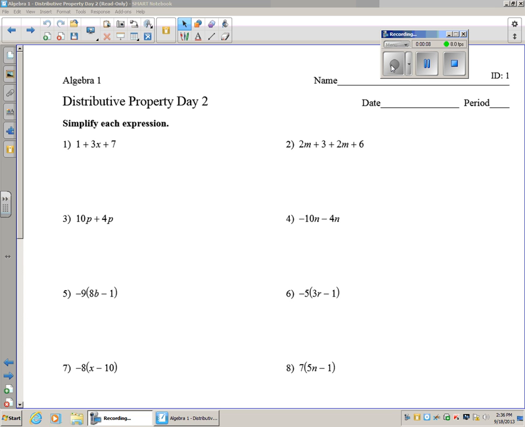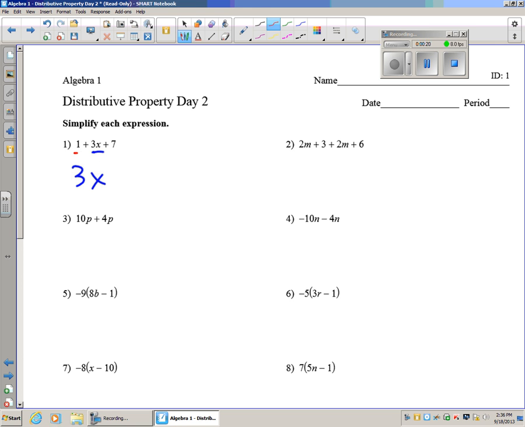Distributive Property Day 2. First thing I'm going to do is the x's first. So there's only the 3x, so it's 3x. Then you're going to combine the numbers. So you get 1 plus 7, that's 8. So 3x plus 8.